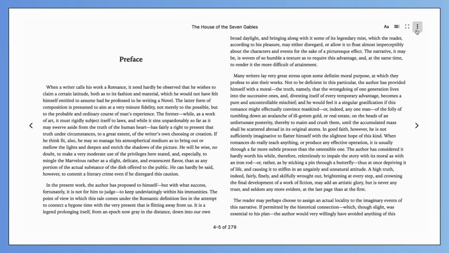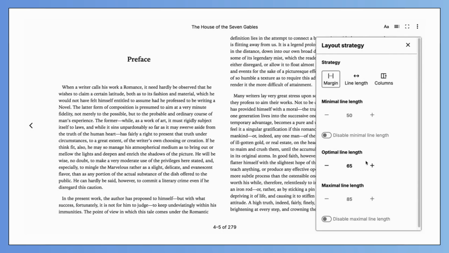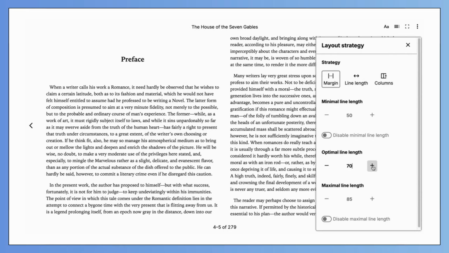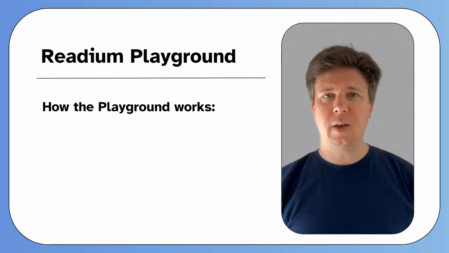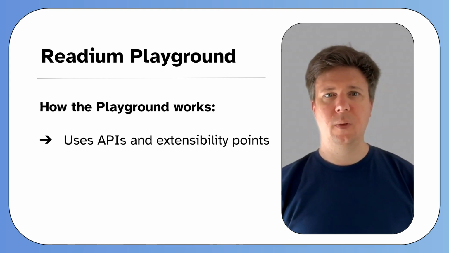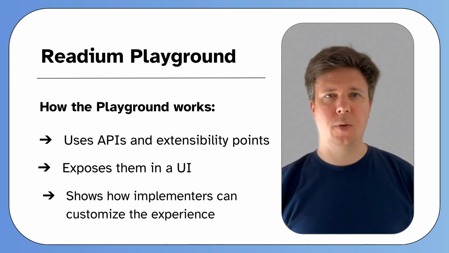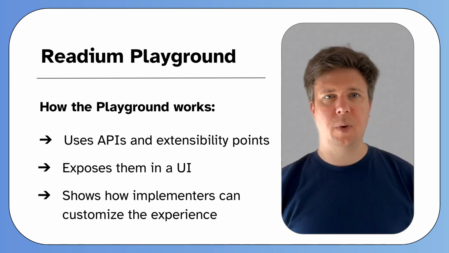A normal app would only display a limited set of options. Playground adopts a very different approach, illustrating what's possible with these projects instead. Behind the scenes, it uses built-in APIs and extensibility points. It exposes them in a UI, allowing implementers to better understand how they can customize the experience. As we roll out new features and APIs, we'll make sure to also update the playground to better illustrate what's possible.